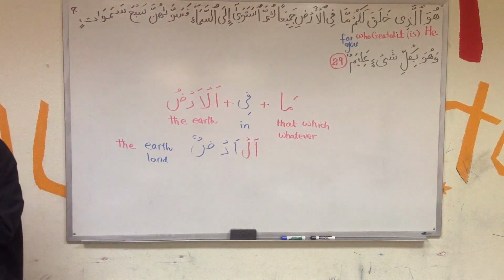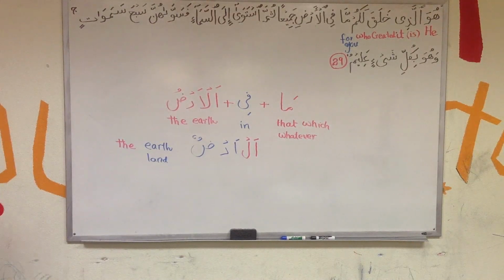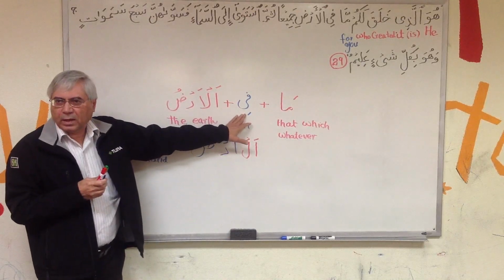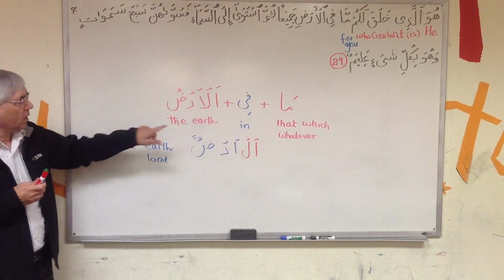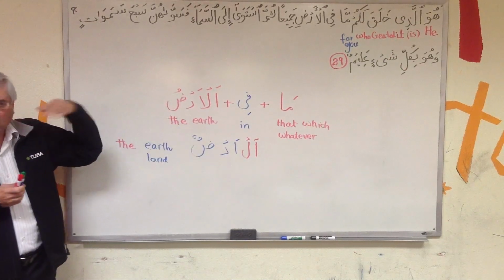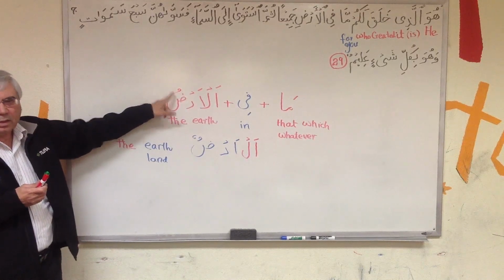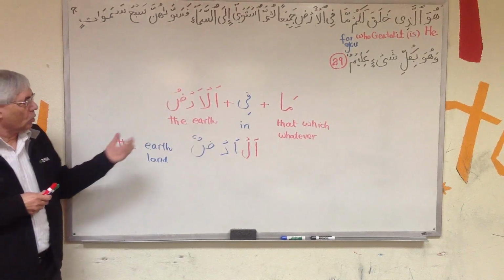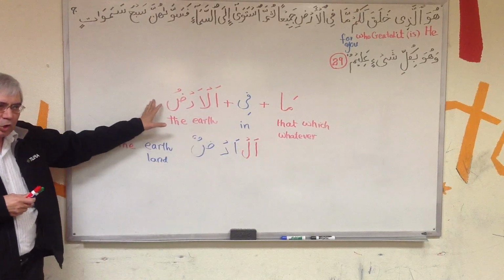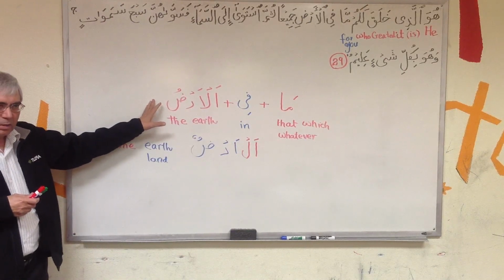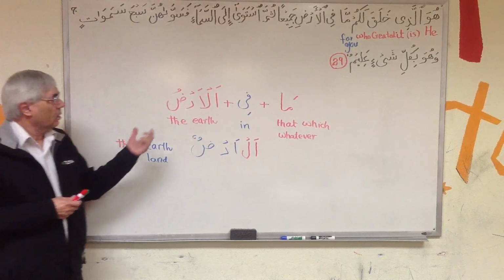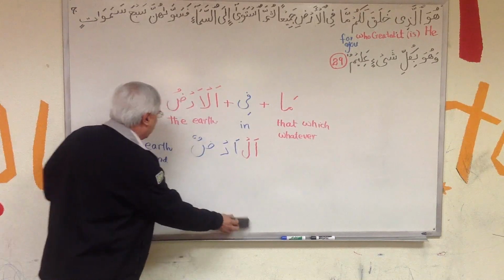Okay. Now one more change will take place. Fi is a harf-e-jar, and whenever a harf-e-jar comes, it changes the last letter of the next word from dhamma to a kasra. So it will become fi al-ardi. Okay? Sound will change, meaning will not change.